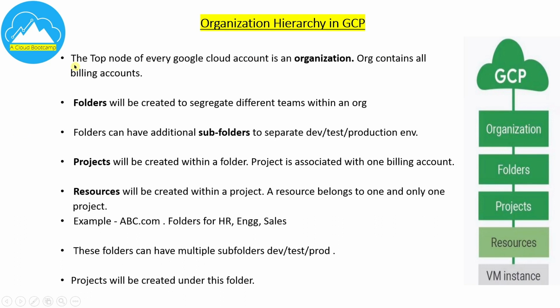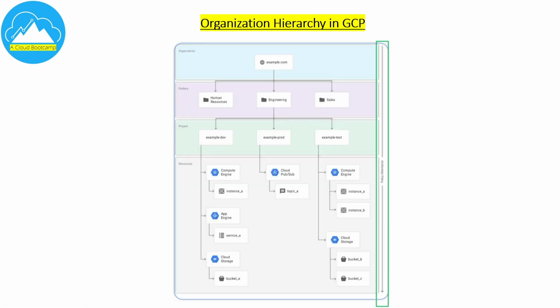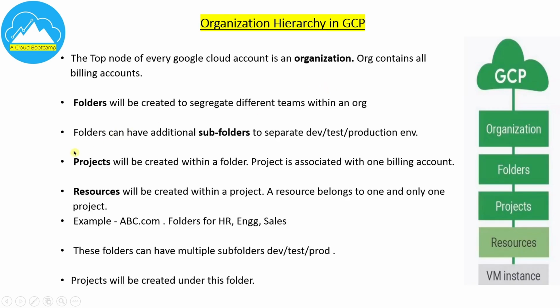So these are a few of the important terms. As I mentioned, the top node in every GCP account is an organization, which is shown over here. The organization basically contains all your billing accounts. Then we have folders inside the organization, and folders are created to segregate different teams within an org. This is one of the use cases of folders. As we mentioned, we have the human resource team HR, engineering, and sales. And folders can have additional subfolders to separate, for example, environments like dev, test, and production.